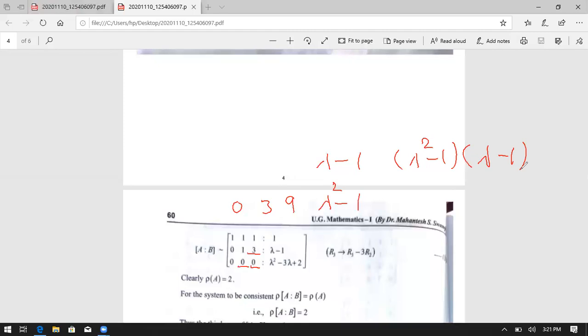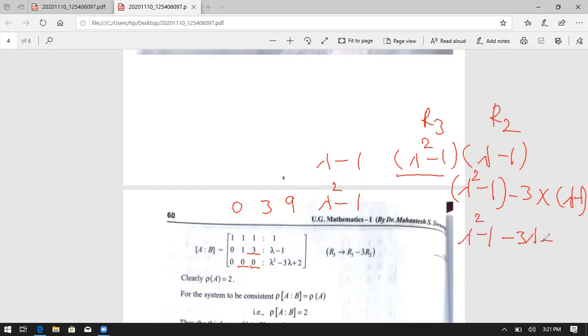Okay. Here R3 is lambda square minus 1. Then R3 minus 3 into R2. What is the R2 value? This is R3, this is R2, that is lambda minus 1. Multiplying 3 to this one, that is lambda square minus 1 minus 3 lambda. Then minus into minus is plus, that is 3 into 1 is 3.